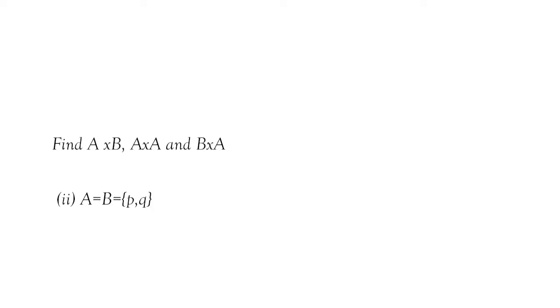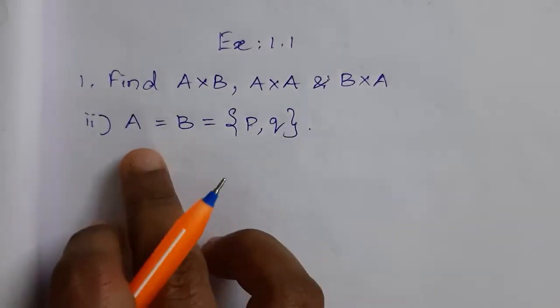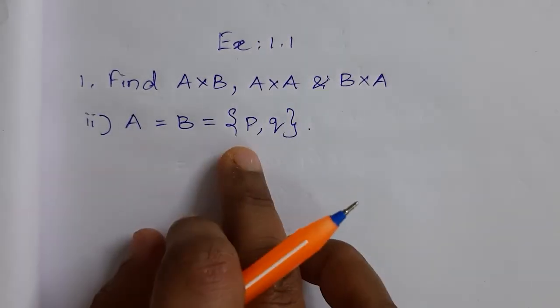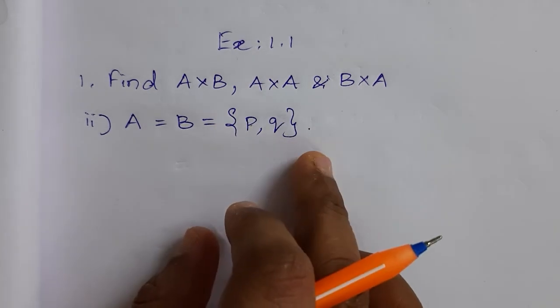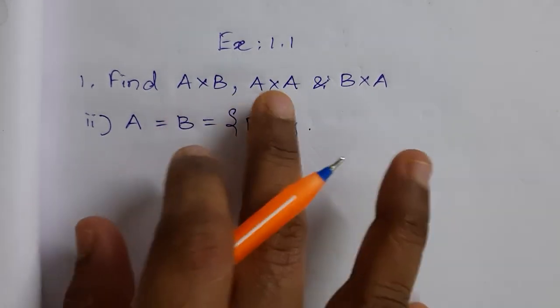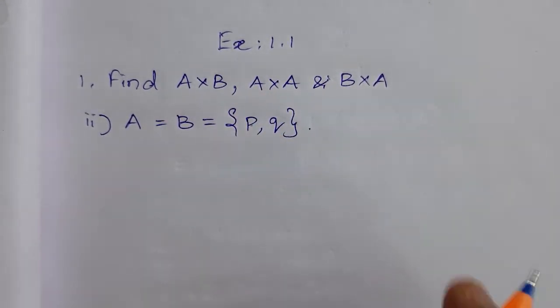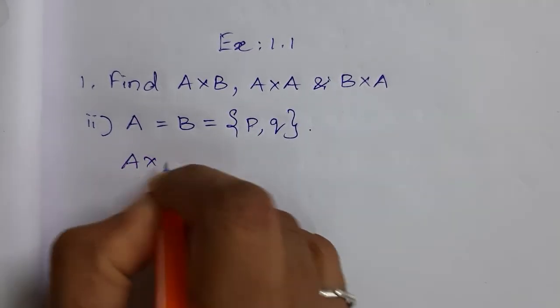Now let's move on to the exercise. Find A cross B, A cross A and B cross A. Second subdivision, A is equal to B is equal to {P, Q}. There are two sets A and B and both the sets have the same elements P, Q. So in this case, how to find A cross B, A cross A and B cross A? First we'll find A cross B.